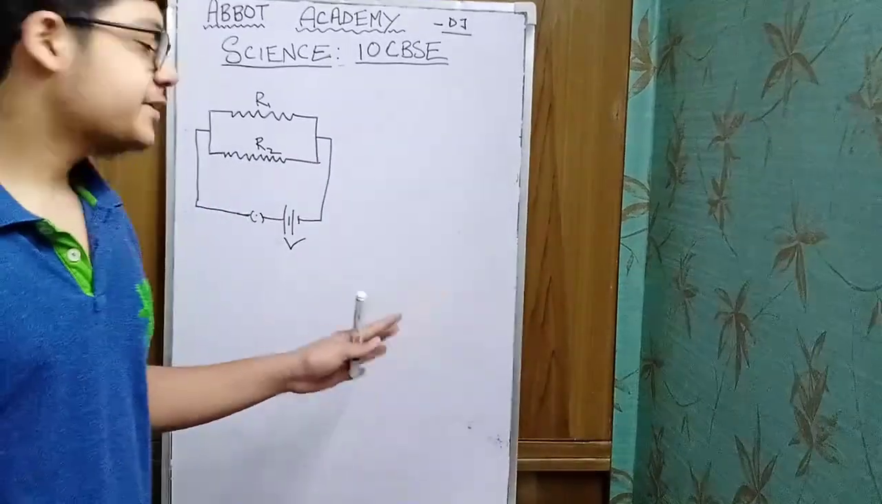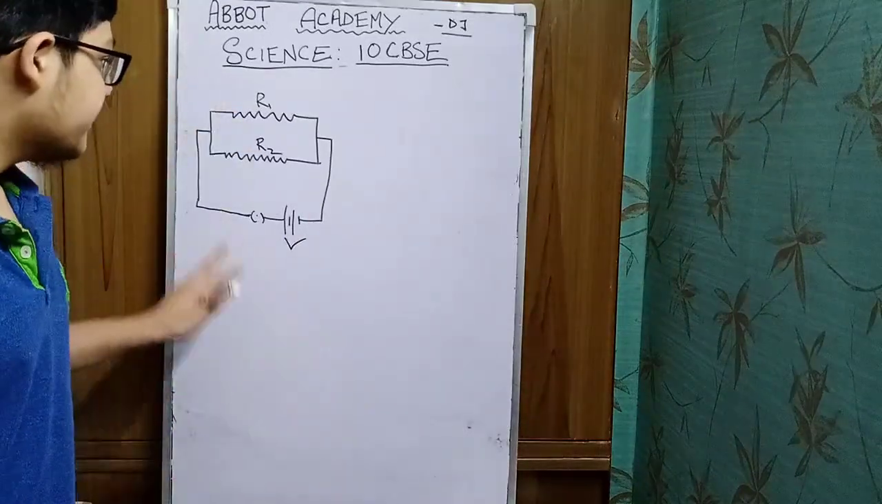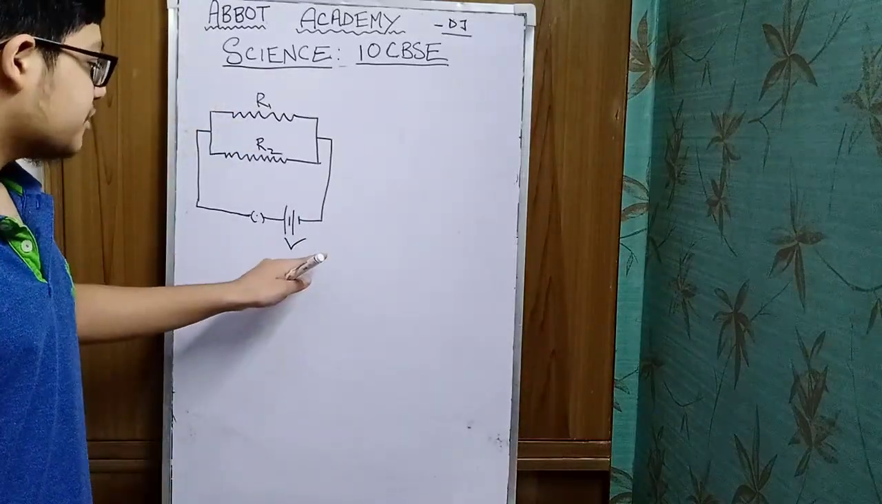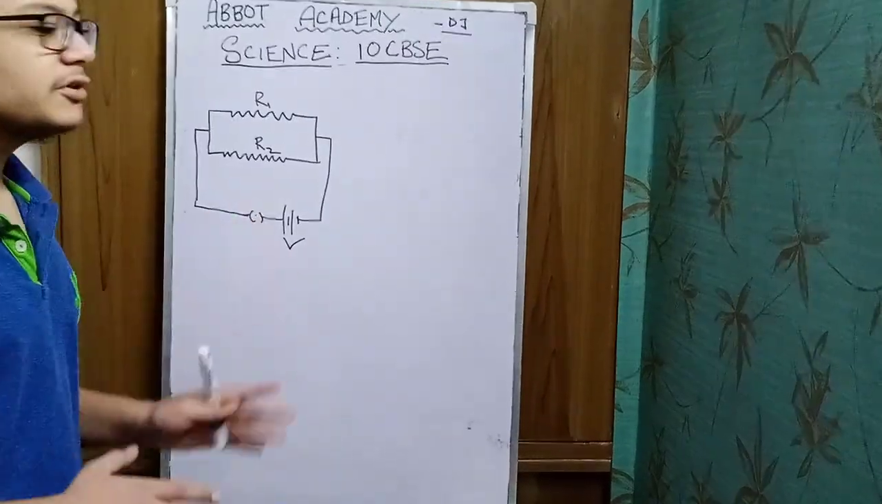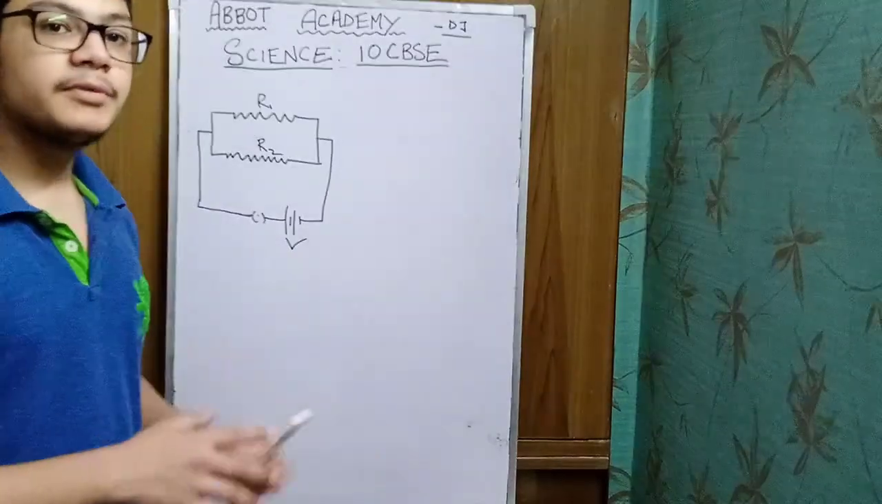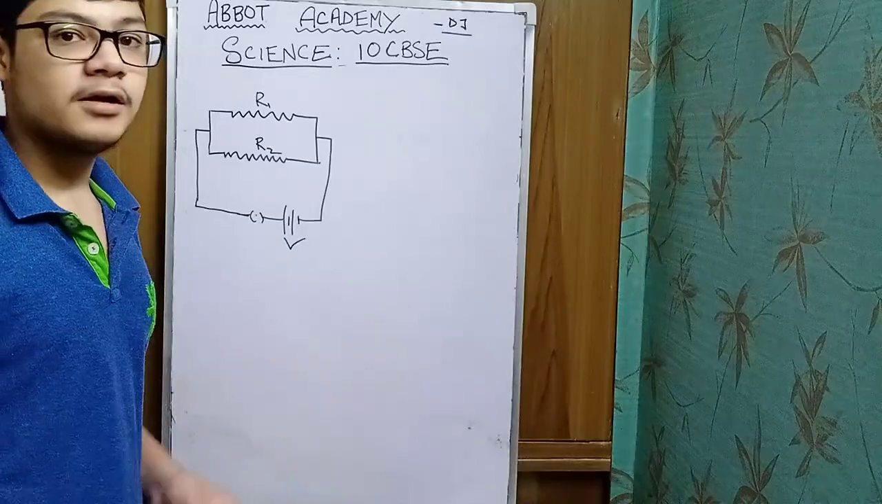Now this is a parallel arrangement. There are two resistances R1 and R2 connected in a parallel arrangement to a battery source of potential difference V and a closed switch. So the circuit is complete. A simple arrangement displaying parallel arrangement. Now we will derive the formula of equivalent resistance in parallel.